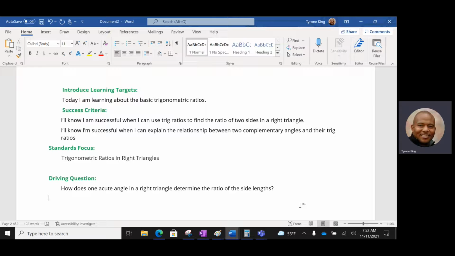Guess what our standard focus is? Trig ratios in right triangles. How does one acute angle in a right triangle determine the ratio of side lengths? If you didn't know anything today and they say, what are you learning in math today? The two words that at least should come out of your mouth are trig ratios.